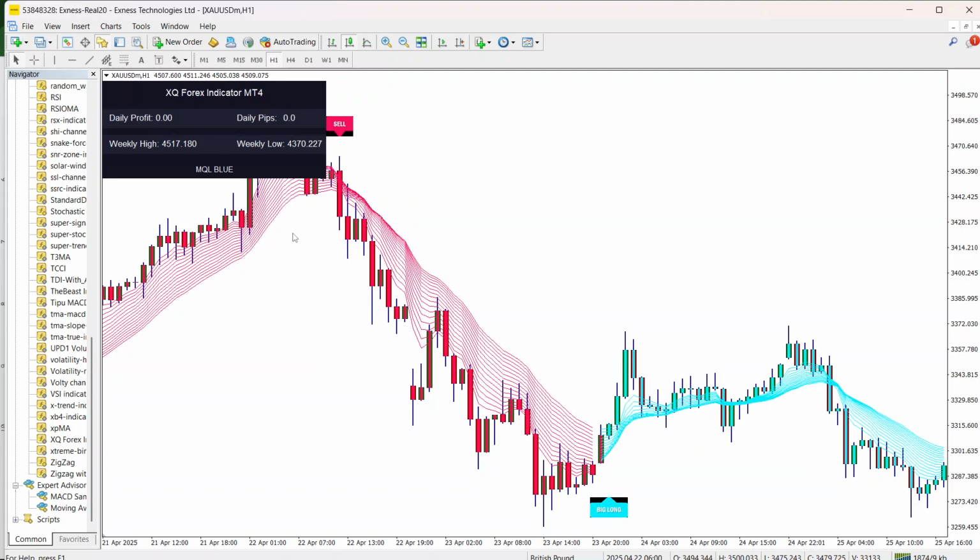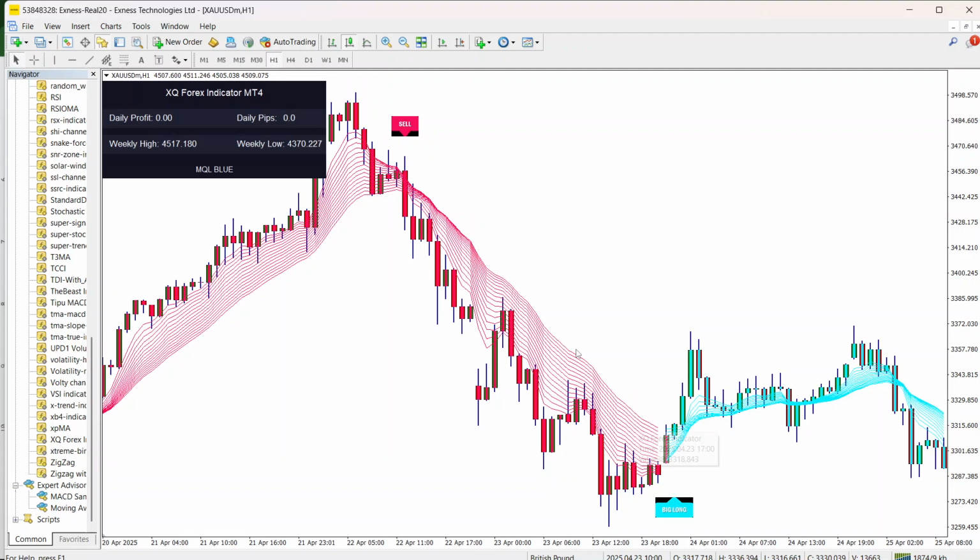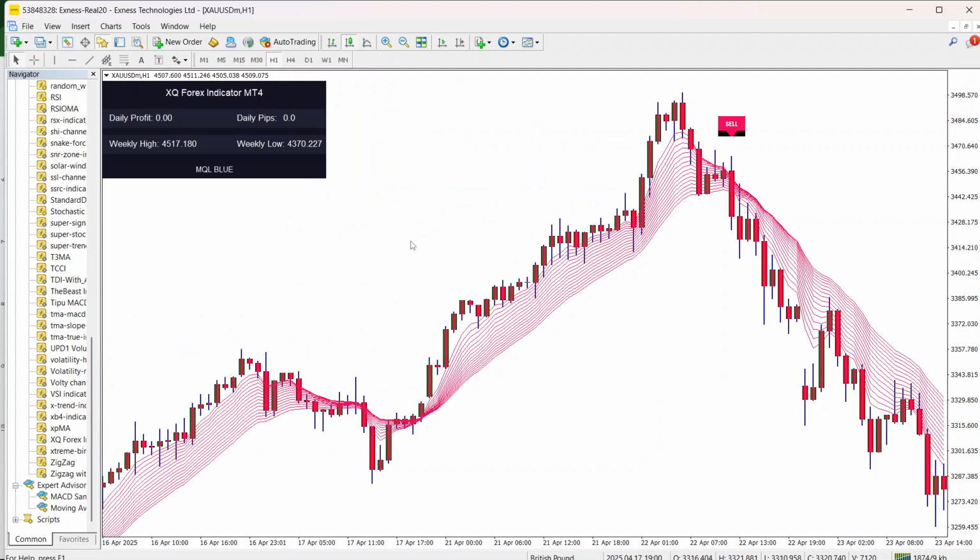The XQ Forex Indicator is suitable for trend followers using consistent buy or sell signals, as we have seen in the chart, breakout traders using it as confirmation when price exits consolidation patterns, reversal traders detecting divergences and exhaustion, and scalpers on lower time frames like 1 minute or 5 minute charts.